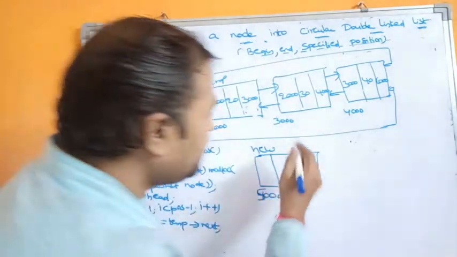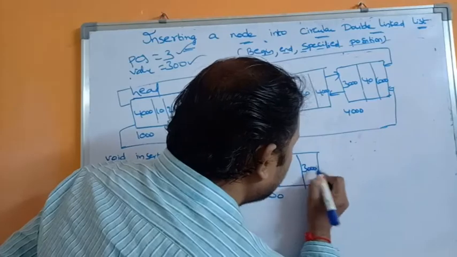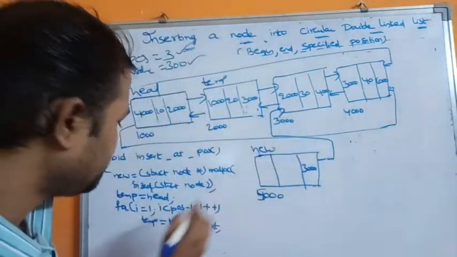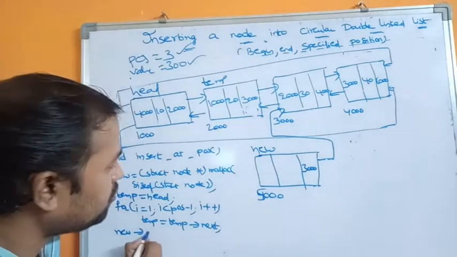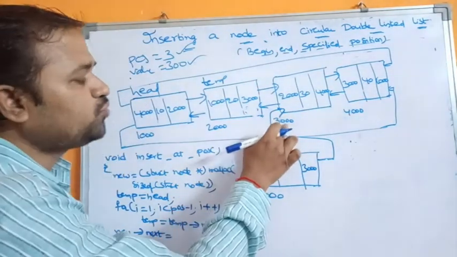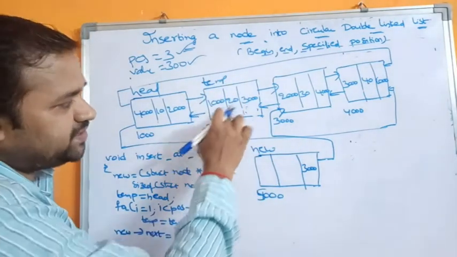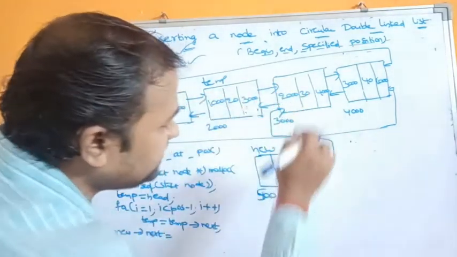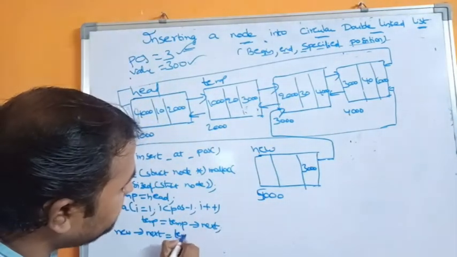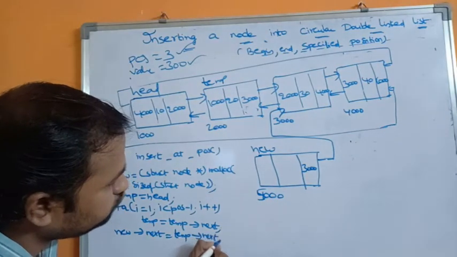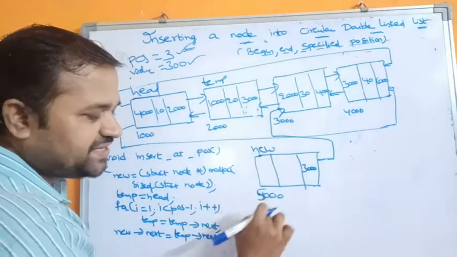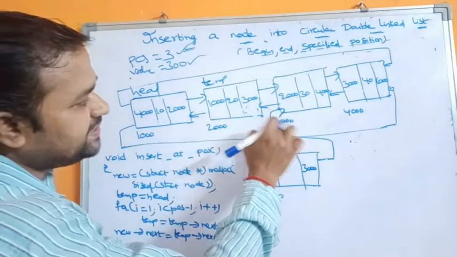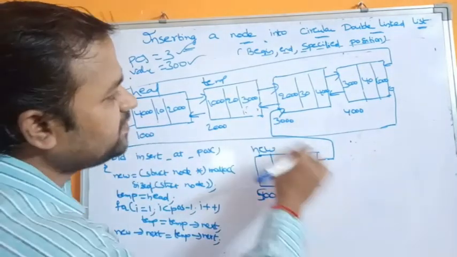Okay. So now here store 3000. If you store 3000 here, then a link will be formed like this. So new arrow next, what is the statement? New arrow next is equal to... So how to get 3000? Temp means 2000. 2000 next means 3000. So new arrow next is equal to temp arrow next. So in new next, in 5000 next, we stored temp next. Temp means 2000, 2000 next means this 3000. So a link will be formed like this.